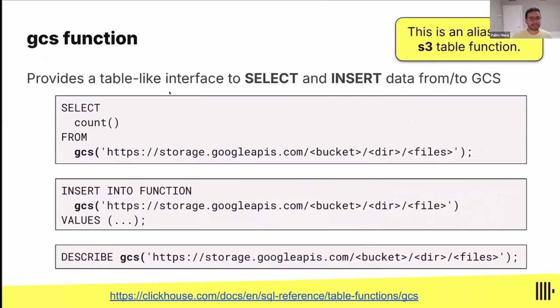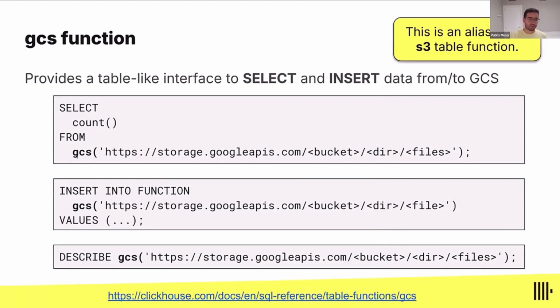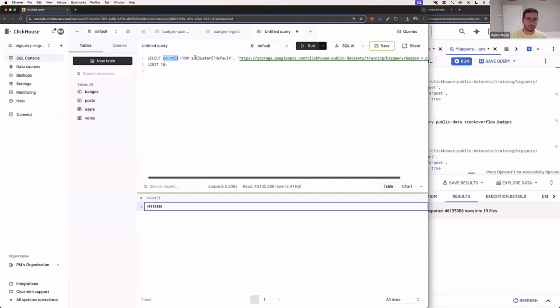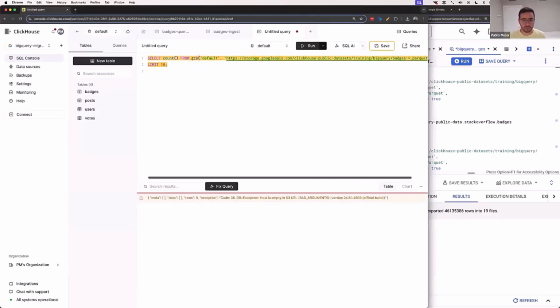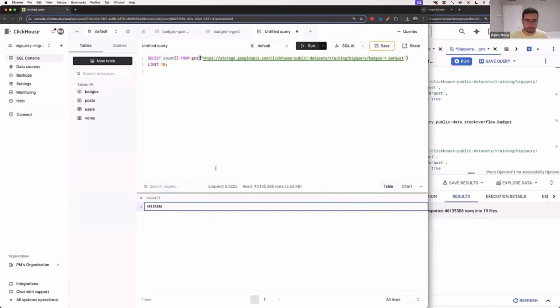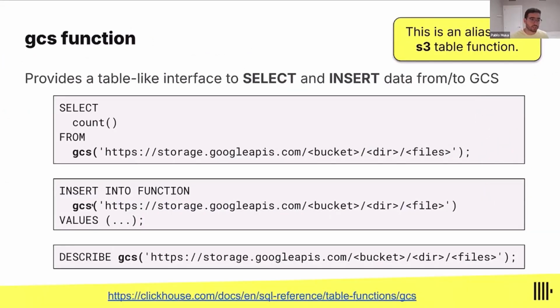This is what we call a table function. And there is a GCS table function that works just fine. If I change this to GCS and run it again, it's just going to stream and read the data. And you can insert into GCS as well. You probably need to provide credentials so you have the rights to write. And you can describe the file. You can do a lot of different things just by using a table function without actually writing any data to ClickHouse. So it's a great discovery tool, migration tool.